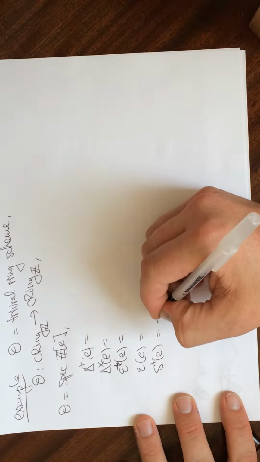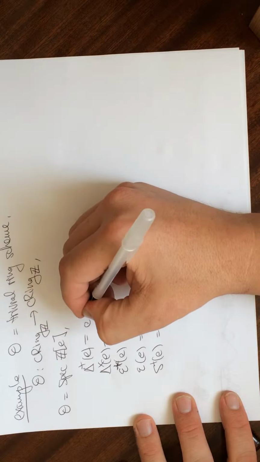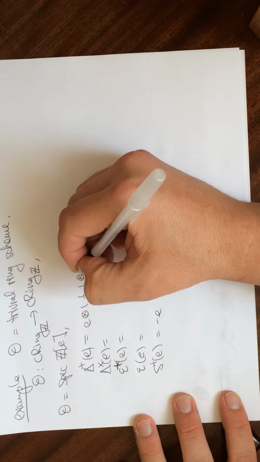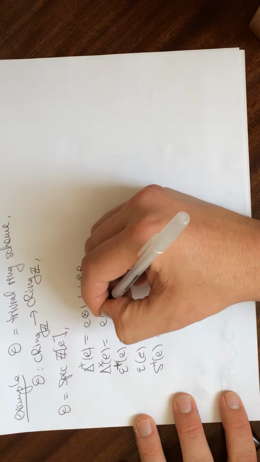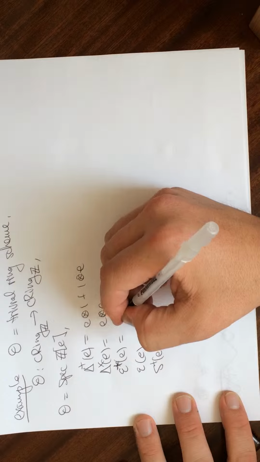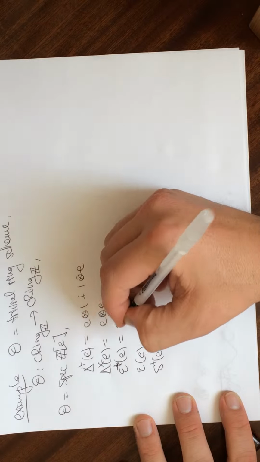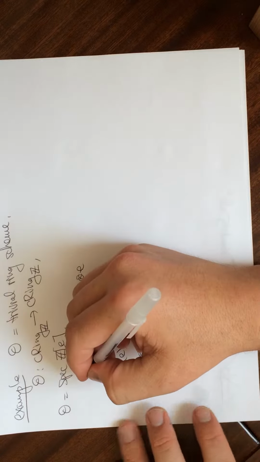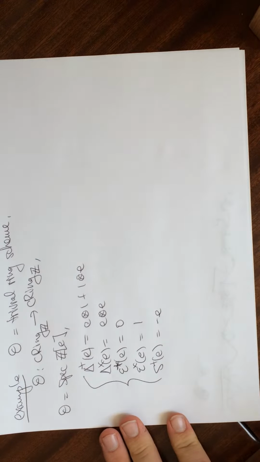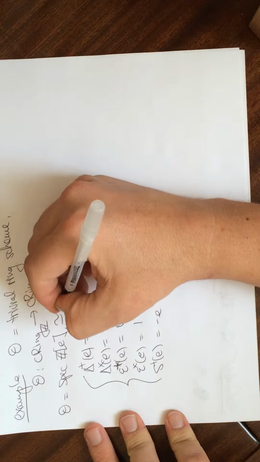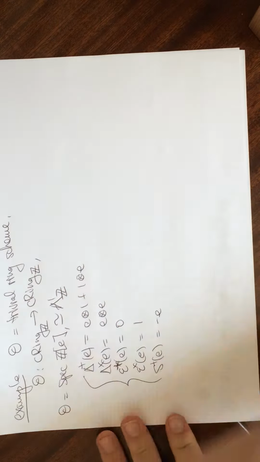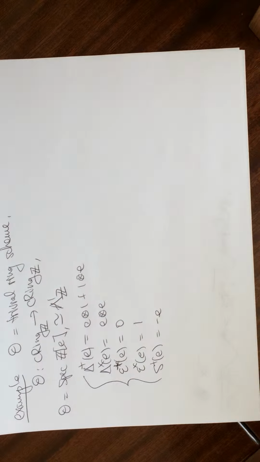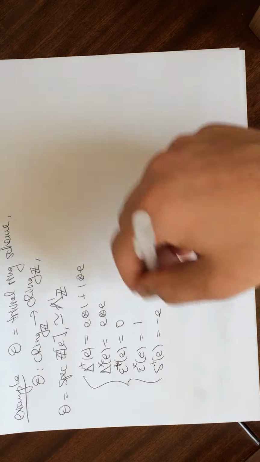So I believe this is minus E. So this is E tensor 1 plus 1 tensor E. So this is E tensor E. This is 0. This is 1. Okay, and then these guys here, so this is A1 of Z. So these guys define our comultiplication.